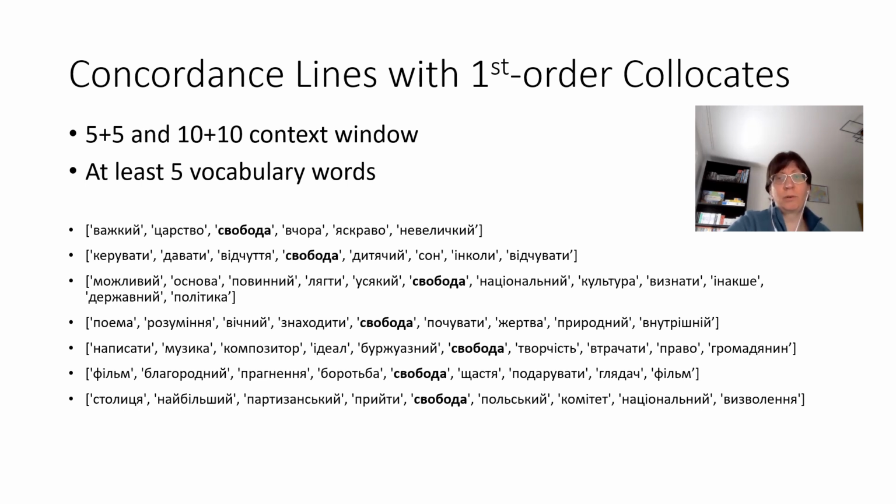Then the actual focus of our attention is how words behave in contexts. So for that, we build concordance lines and worked with those lines where we have at least 5 vocabulary words. These examples are for the word svoboda, which is freedom in Ukrainian, and each word in the row is a vocabulary word that was found in the 5 plus 5 or 10 plus 10 window. We experimented with both lengths for this purpose.